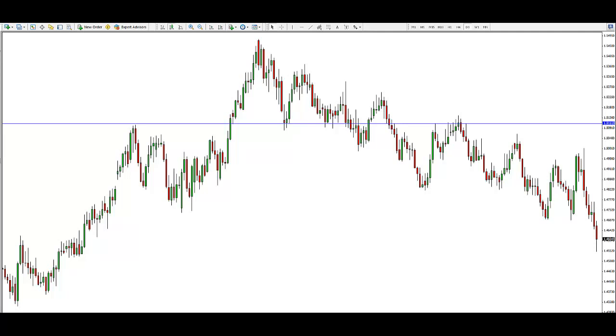Okay, this is pound Swiss franc. Again, we can see we've got SR history along here. Quite a choppy pair this in the best of times. And then we have the breakout.